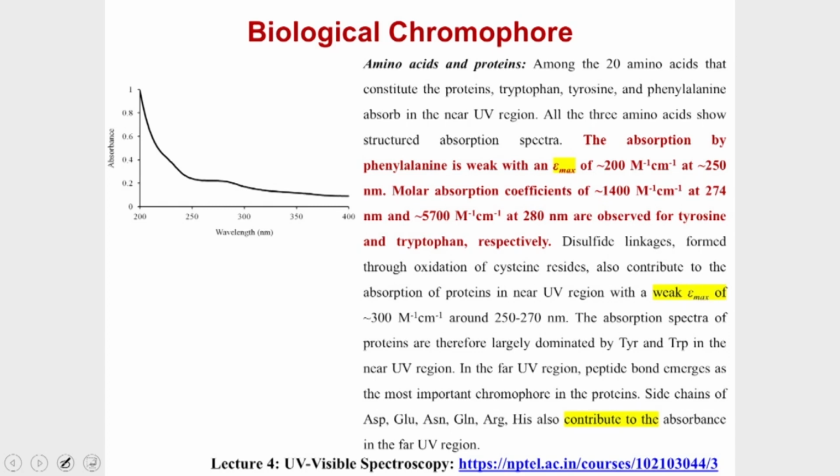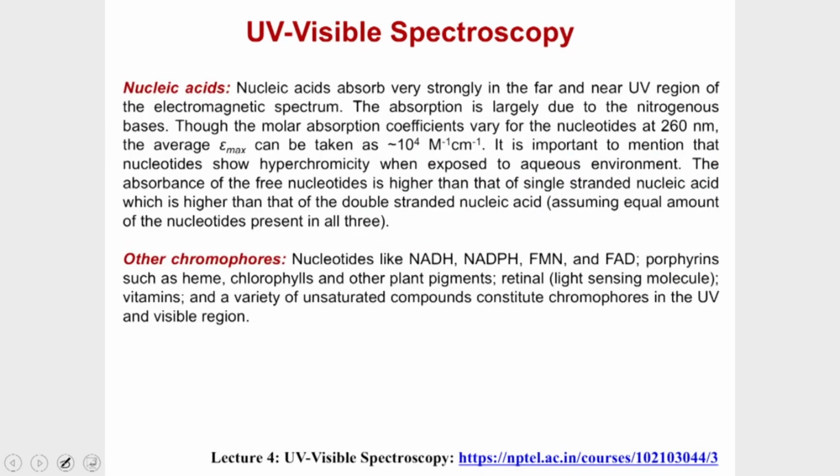Apart from the protein, you can have the nucleic acids. Nucleic acids also absorb very strongly in the far and near UV range of the electromagnetic spectrum. The absorption is largely due to the bases, like adenine, guanine and the other nitrogenous bases. Those bases absorb very strongly in the UV range. The molar absorption coefficient varies for the nucleotides at 260 nanometers, and the average epsilon max can be taken as 10 to the power 4.